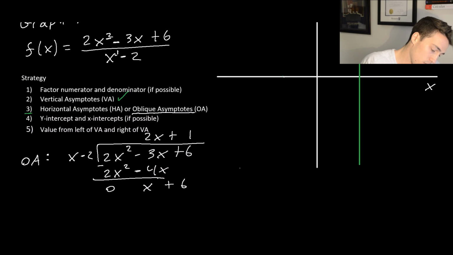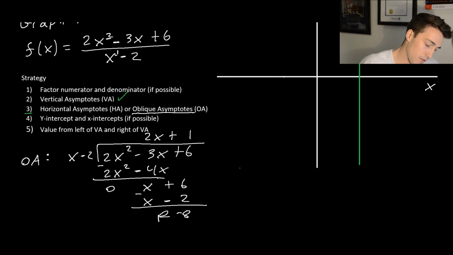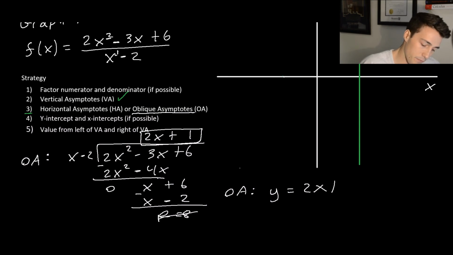Now I'll do plus 1. And here it's going to be x minus 2. And again, we're subtracting a negative, so it's going to be 8. So there's a remainder of 8. When we're doing this, we actually don't care about the remainder. We only care about the quotient here. So we don't care about the remainder. This is the equation of our oblique asymptote, or slanted asymptote.